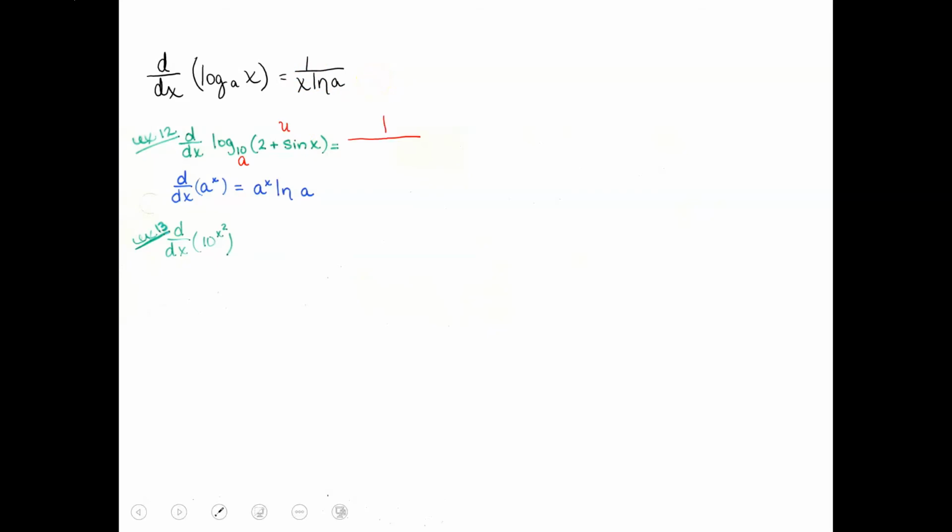All right, so we're going to do 1 over u. So again, u is 2 plus sine x, ln a, and notice that a is our base, so ln 10. That's the derivative of the outside. Now we need to multiply by the derivative of the inside. So we need to multiply by the derivative of u, the derivative of 2 plus sine x. So the derivative of 2 is 0, and the derivative of sine is cosine. So that would give us our final answer.